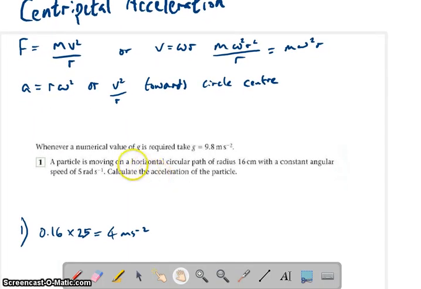A particle moving on a horizontal circular path of radius 16 centimeters with a constant angular speed of 5 radians per second. The acceleration of the particle is r omega squared. So here's r, here's omega squared, we get 4. Okay? So it's an acceleration, so the units are meters per second squared, and it's important that we use SI units and convert this 16 centimeters into meters.